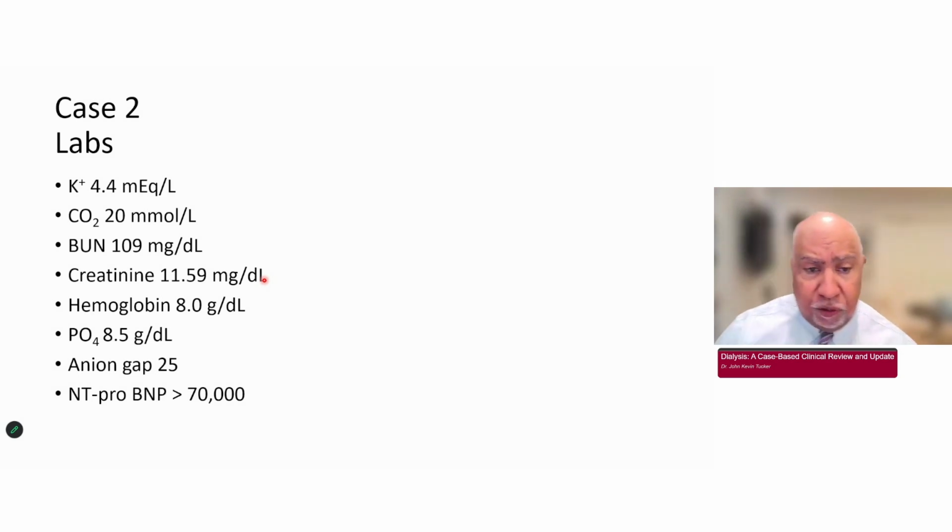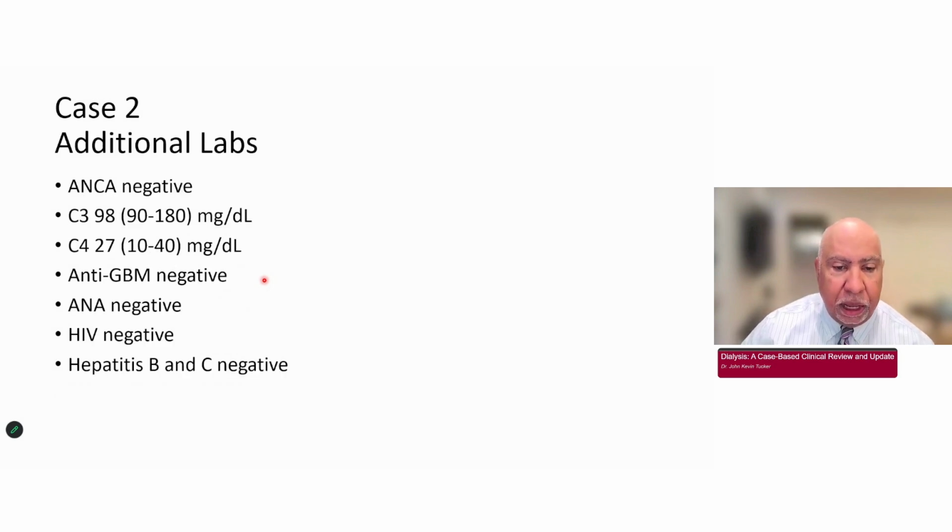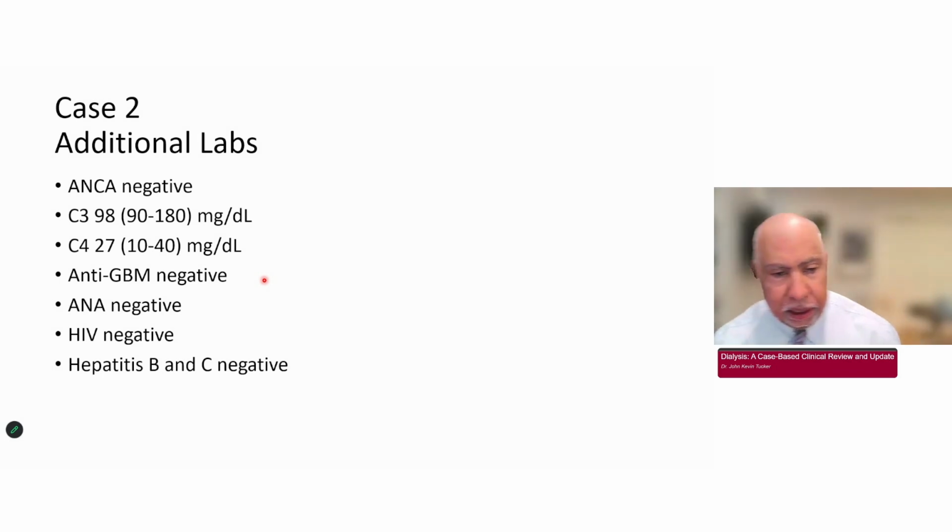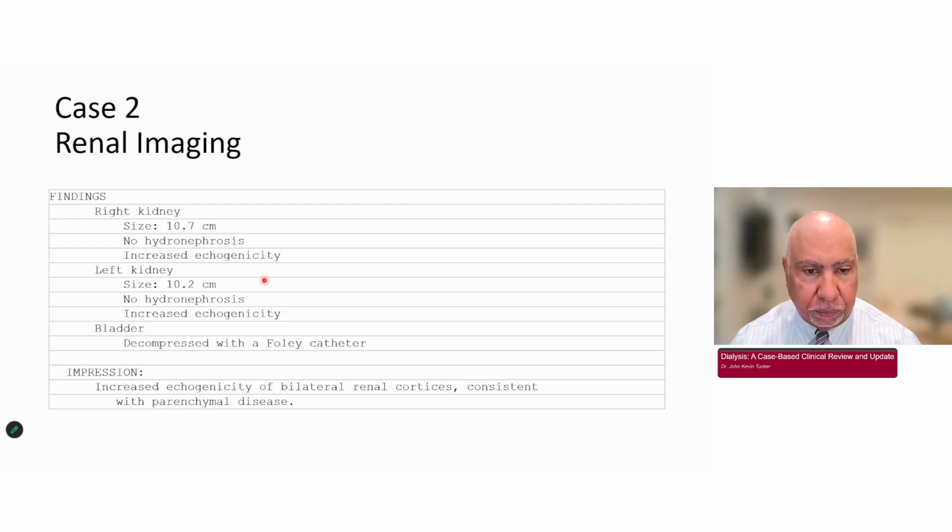His labs were notable for a BUN of 109, a creatinine of 11.59. He was anemic with a hemoglobin of 8, phosphorus was 8.5, and anion gap was 25, and his NT-proBNP was greater than 70,000. Additional labs included negative ANCA, normal complements. Serologies were all negative.